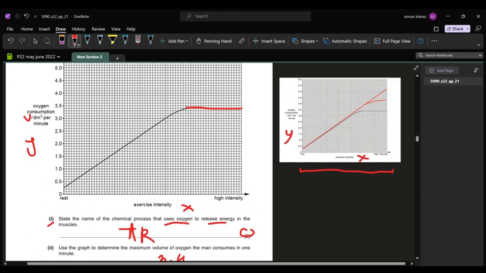the graph would not end here. It would not level off here. It would be slightly higher because the oxygen consumption would increase. So this graph shows that, and even this graph shows that. So these two are correct graphs. You could have drawn either of them to score the marks.